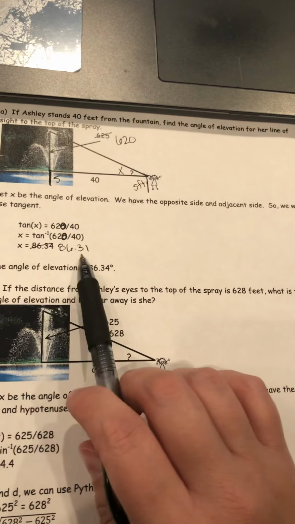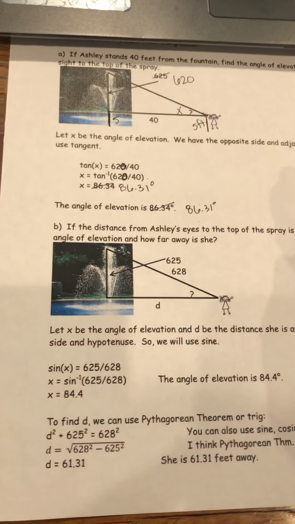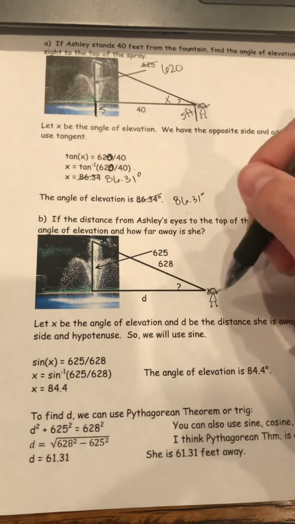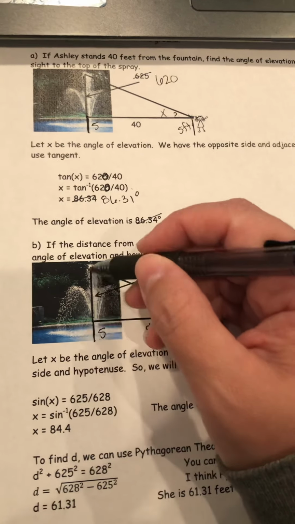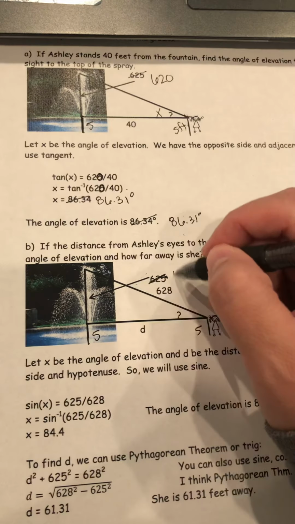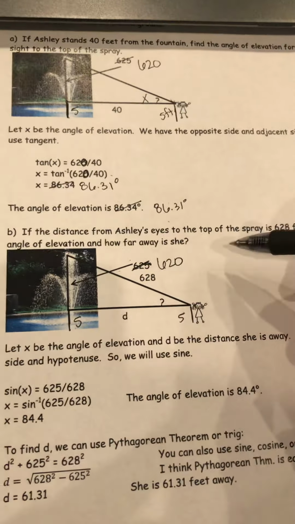But anyways, if the distance from Ashley's eyes to the top of the spray is 628 feet, what is the angle of elevation and how far away is she? Okay, so the distance from her eyes, from here to here, is 628. We're not doing 625 because she's 5 feet from the ground. I just ignored that on the whole problem. If she's 5 feet off the ground, then this side over here starts at 5 feet off the ground, so it will be 620 instead.